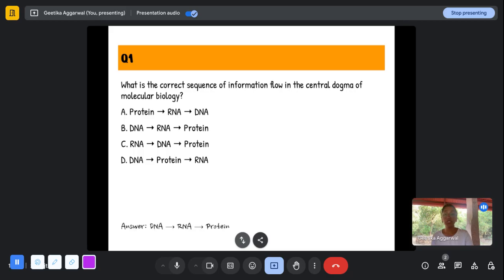So the answer to this question is actually DNA to RNA to protein. As we've already discussed, DNA is the basic genetic instruction which is shared by all of the living organisms. And from DNA, after transcription, we get RNA. And from this mRNA, it's then translated with the help of tRNAs and rRNAs into the protein sequence. So that is the basis of central dogma, as was proposed by Francis Crick.